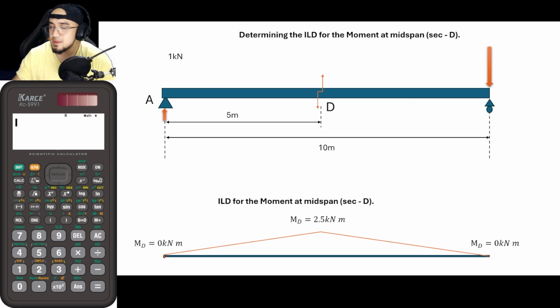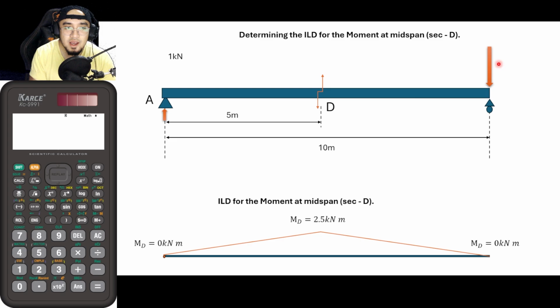Okay, so what this implies is that if the location of the load is somewhere at the middle part, at these parts here, it would have a greater effect as compared with if the load is somewhere at the sides. So by looking at this ILD, the interpretation is that the moment at the midspan would be greater if the load is somewhere here in the middle.